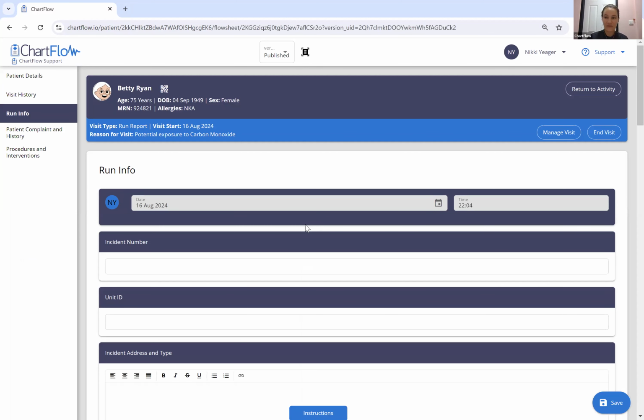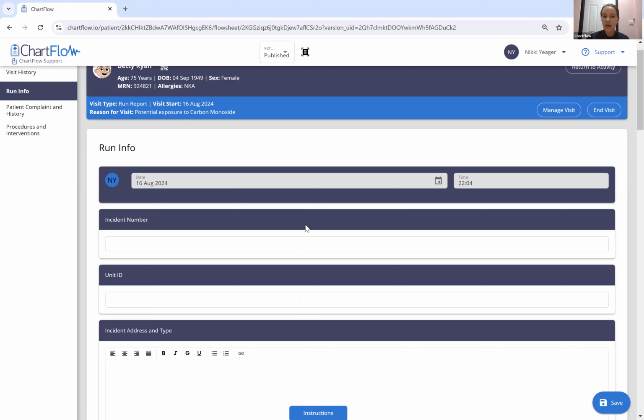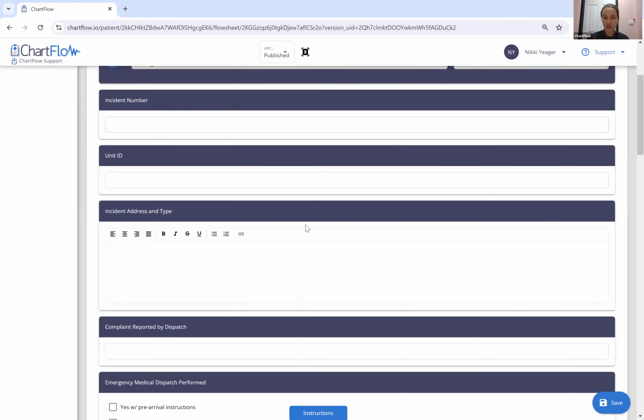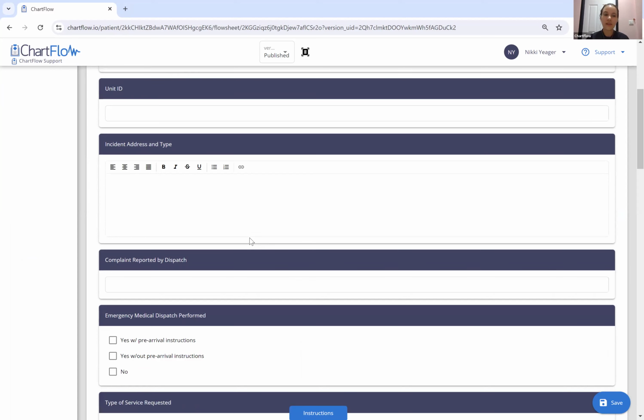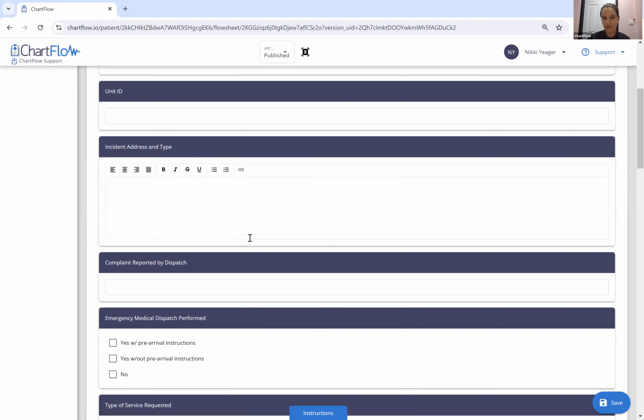So you're not going to have any information in here already, unless you wanted to put in the complaint as reported by dispatch, just as a launching point for your simulation. You could do that beforehand. Otherwise, all of this is going to be filled out.